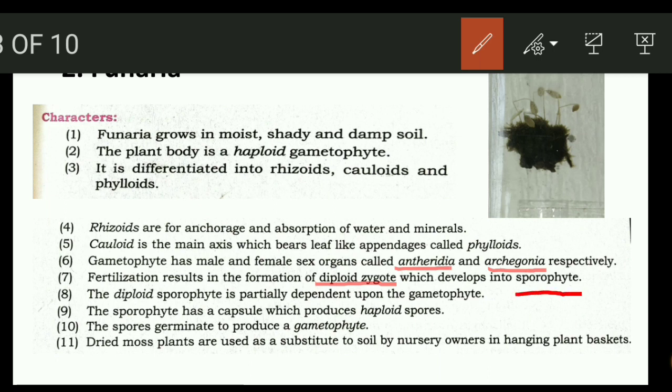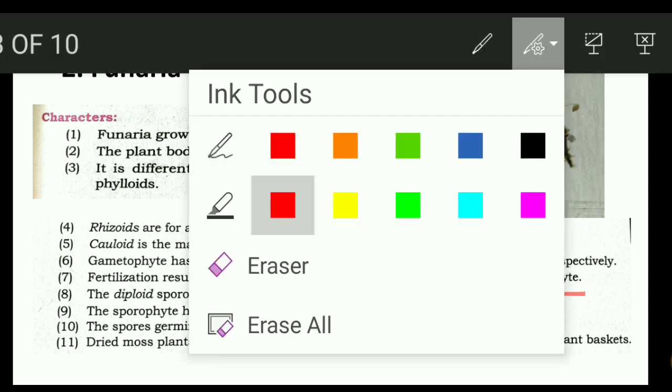Now, as I said earlier, a sporophyte is a plant body which is entirely made up of diploid cells. Okay, now this diploid plant body, which is the sporophyte, is partially dependent upon the gametophyte. How, you may say? I'll just show you over here.